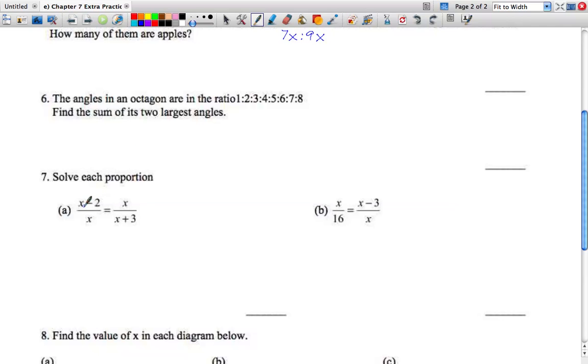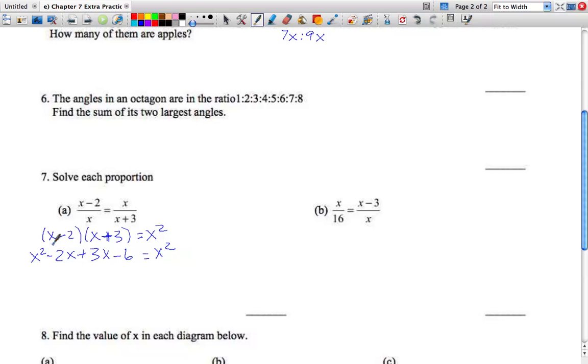So the next one, this might be a quadratic. Let's see what this looks like. So you're going to have x minus 2 times x plus 3 equals x squared. And we have to FOIL this correctly. x squared minus 2x plus 3x minus 6 equals x squared.